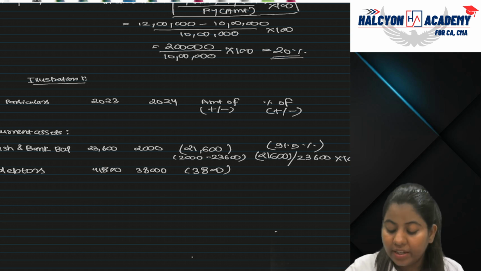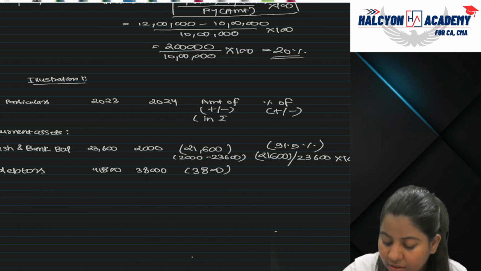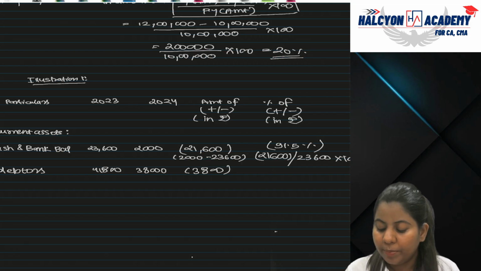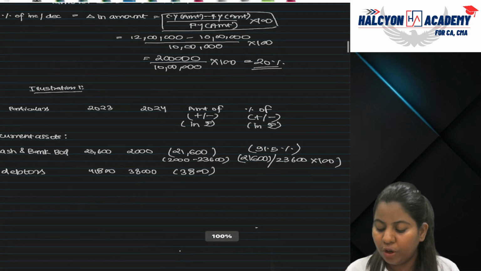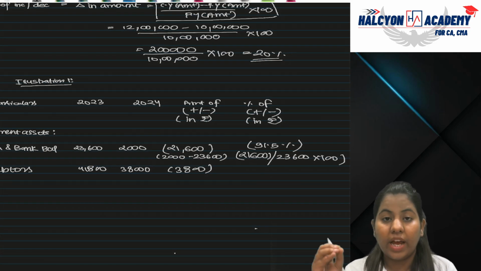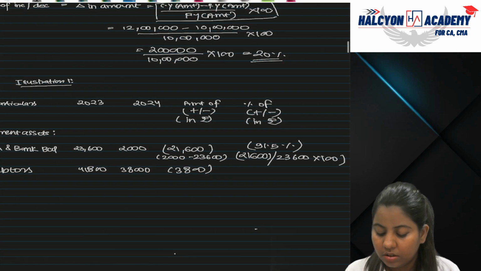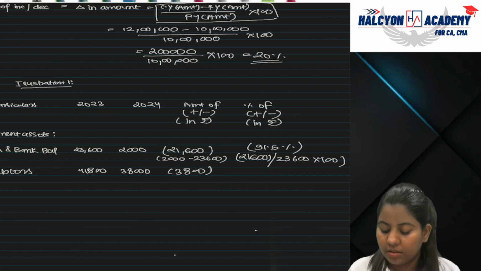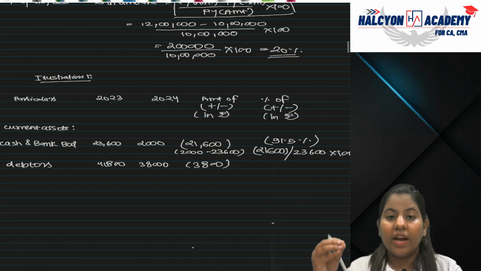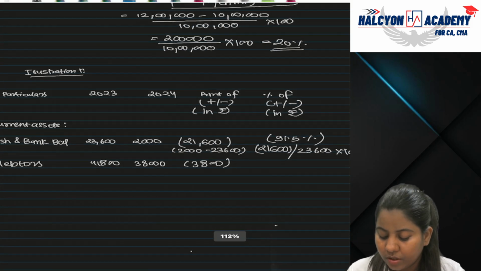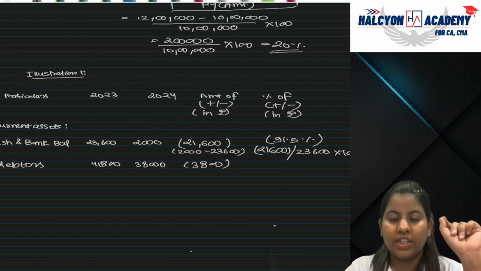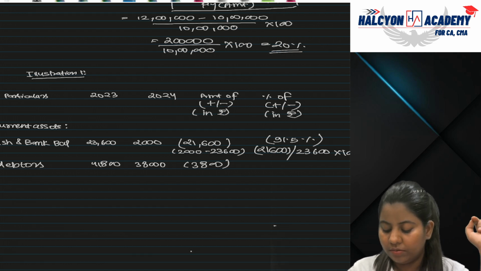Here please specify in rupees. Amount in rupees. The checker may cut your number if you are not doing this. Please write it in rupees. So debtor is decreasing by 3,800 rupees. 38,000 minus 41,800. It will be minus 3,800.